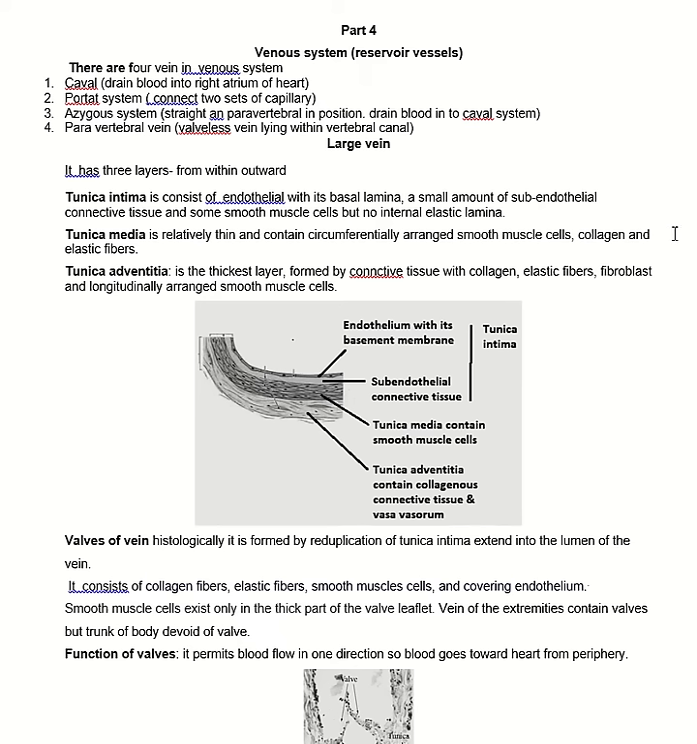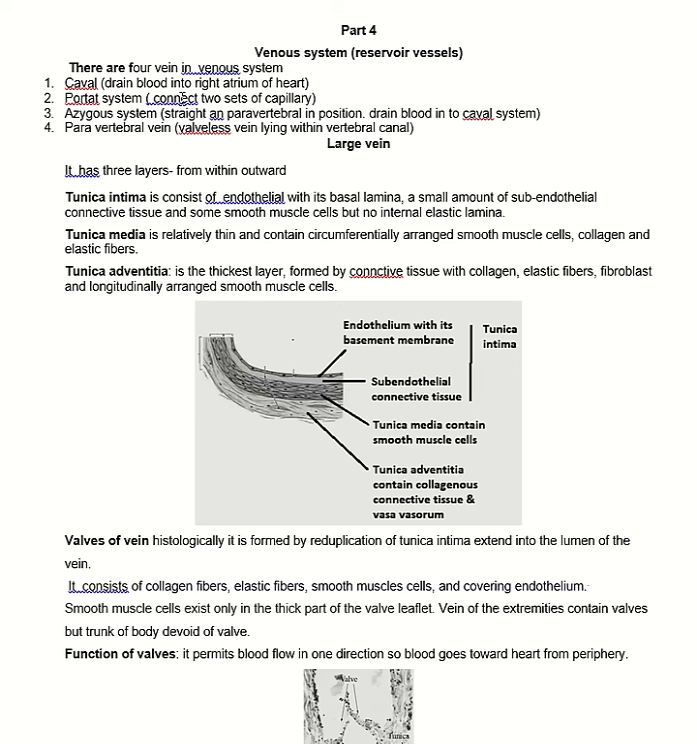In this video, I discuss general anatomy of the cardiovascular system, part 4. These are the subdivisions of the different types of vein present in our body. The caval veins directly drain blood into the right atrium of the heart.